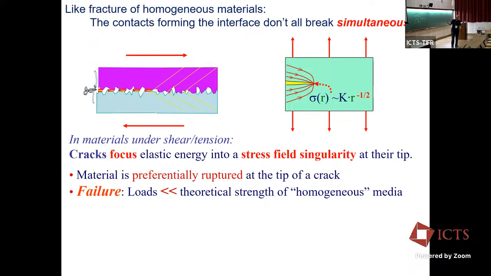But in each case, if we have any crack at all, a crack will focus the stresses at its tip, so preferentially break all the contacts ahead of it. So this is a totally different process than, again, all of the contacts giving up at the same time. So the interface is preferentially ruptured at the tip of this crack, or crack-like object, as I'll call it right now. Soon it will become a real crack, but I don't want to go ahead of myself. And so the frictional failure is orders of magnitude below the theoretical strength of breaking all these contacts at the same time.